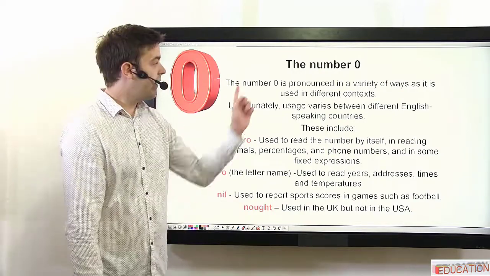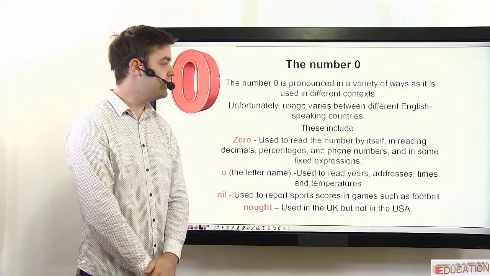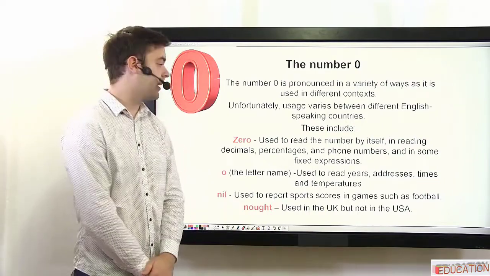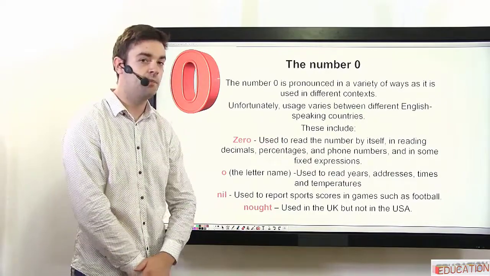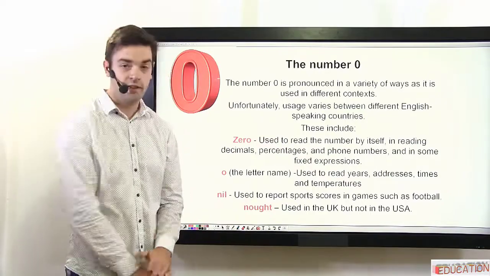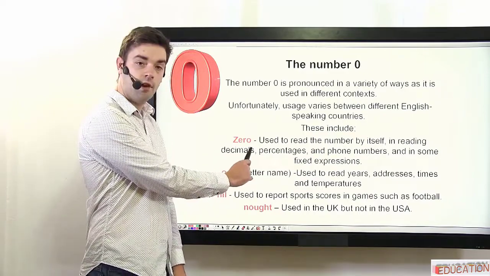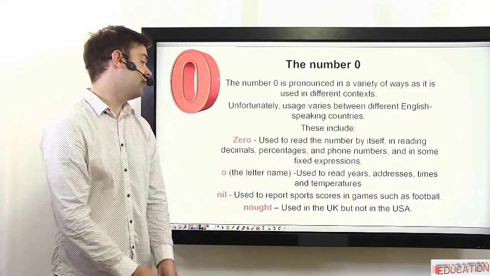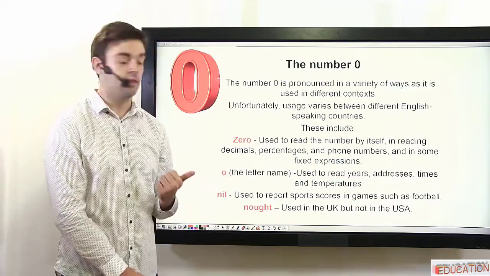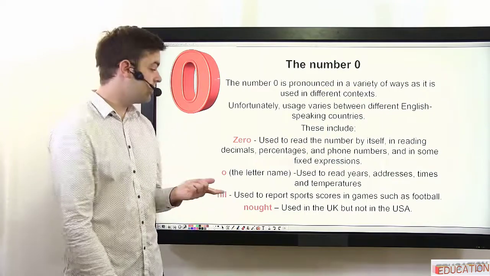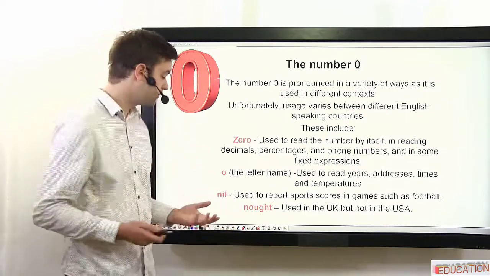Before 1, we have the number 0. It's pronounced in a variety of different ways for different contexts. Unfortunately, usage varies between different English-speaking countries. So these include 0, and that's used when you read the number by itself, when you're using decimal points, percentages, and phone numbers, and in some fixed expressions.